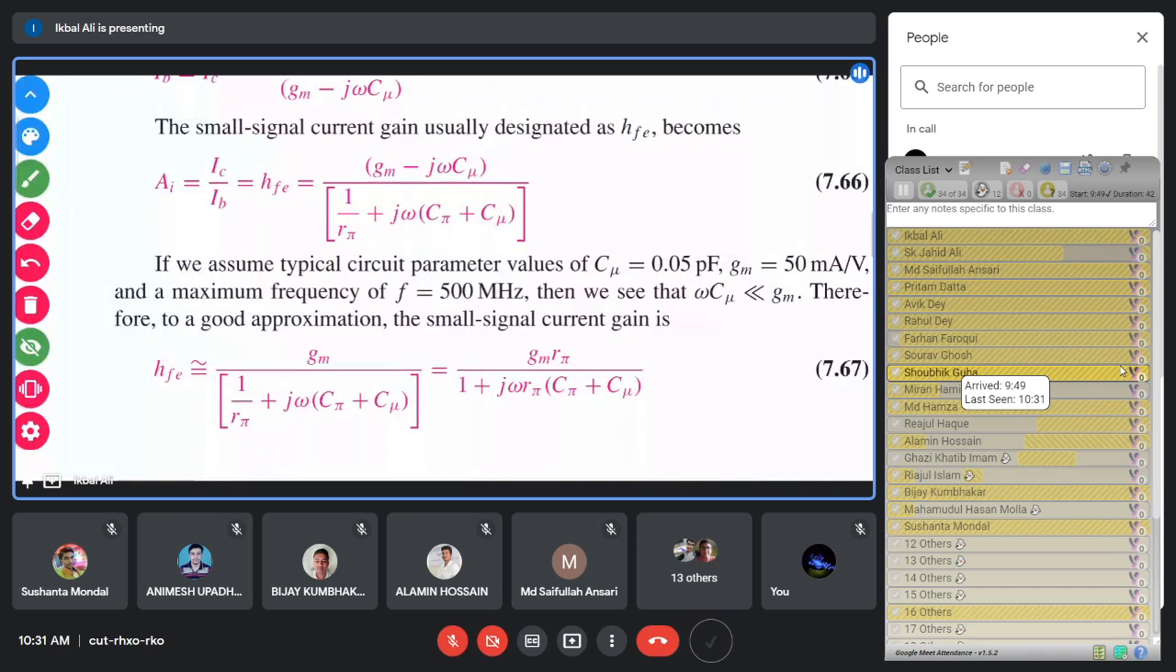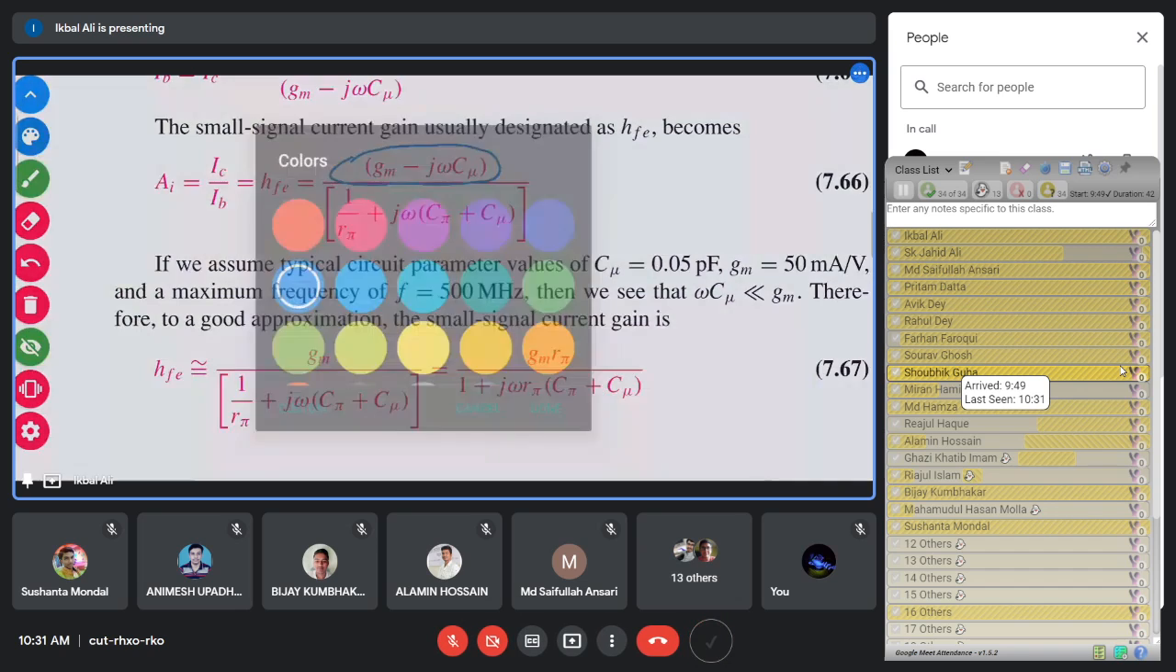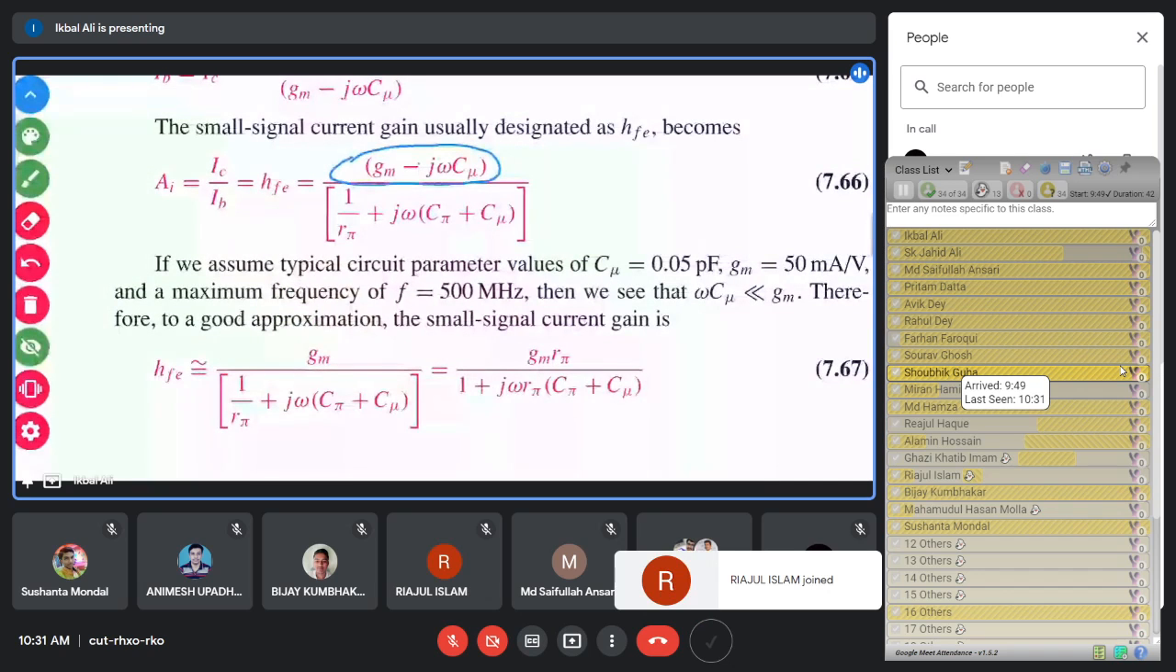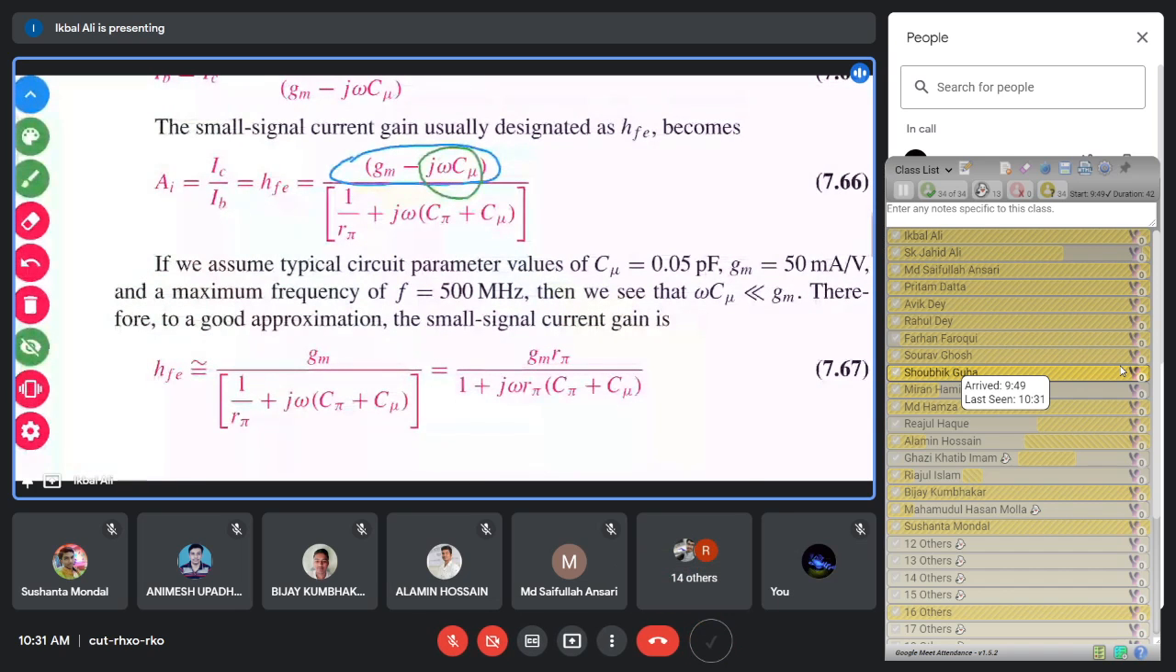Now look at the numerator of this fraction, the gain expression. In this numerator you see the term j omega c mu. The typical value of omega in high frequency operation is usually 500 megahertz or 100 megahertz. But the capacitor C mu is a very small capacitor. The typical value of the C mu reverse bias junction capacitor is 0.05 picofarad.